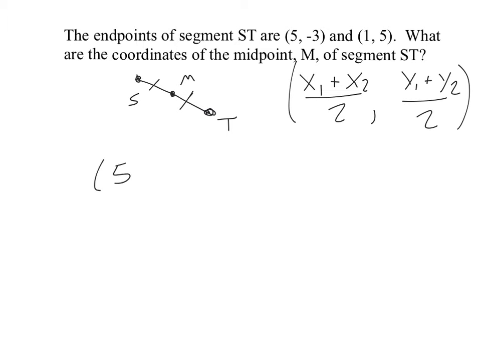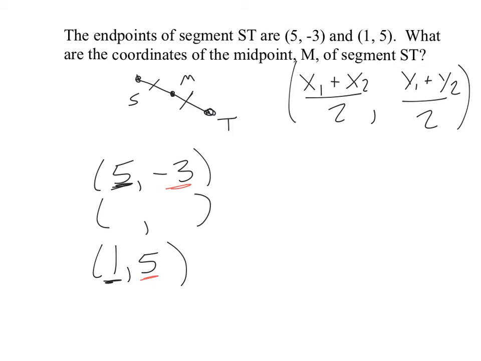So in this case, 5, -3, and 1, 5. And these are the ends, and we want to find the middle region here. So this midpoint has to be between these 2 points. So the x-coordinate has to be exactly between these x-coordinates, and the y-coordinate has to be in between these two. So basically what you're asking yourself is, what number is between equally 5 and 1?